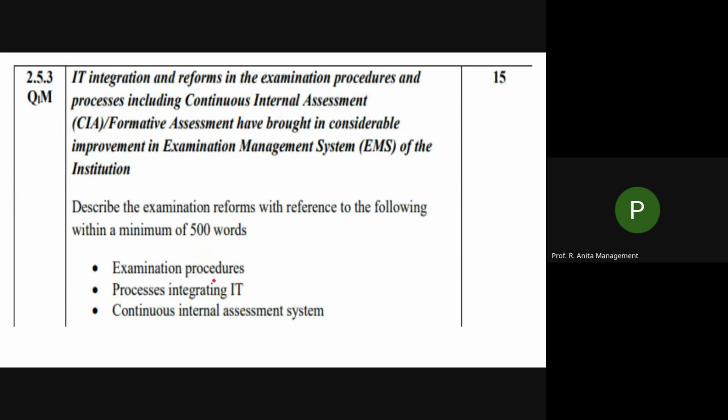And under the second one, how are you integrating with technology? Do you have any software of your own, or are you outsourcing the software? If you have your own software, the manual related to that, how exactly the usage of the software is there, you need to have the process recorded. And then continuous internal assessment, how you go about doing it.